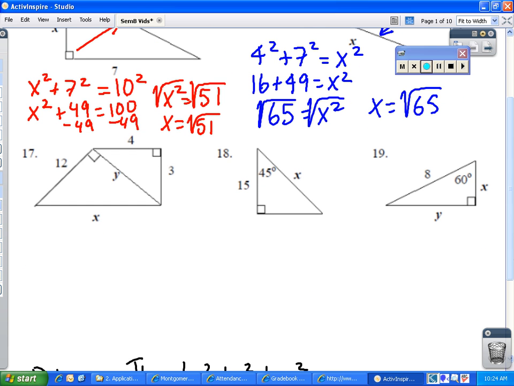Moving on to number 17. It looks pretty complicated because we're looking for an x and a y, and there's two right triangles together, but we can just try and solve each one separately. So if I look at this big one on the bottom, it is a right triangle, but I don't know two of the sides, so I can't use the Pythagorean theorem on it. I also don't know any of the angles.